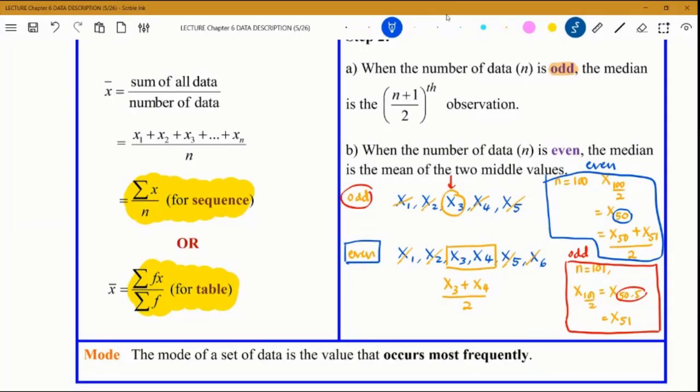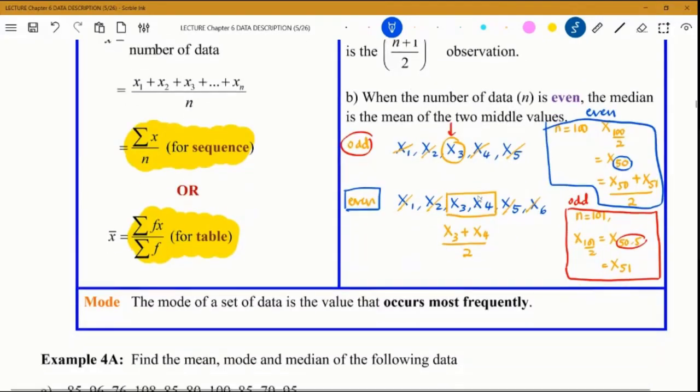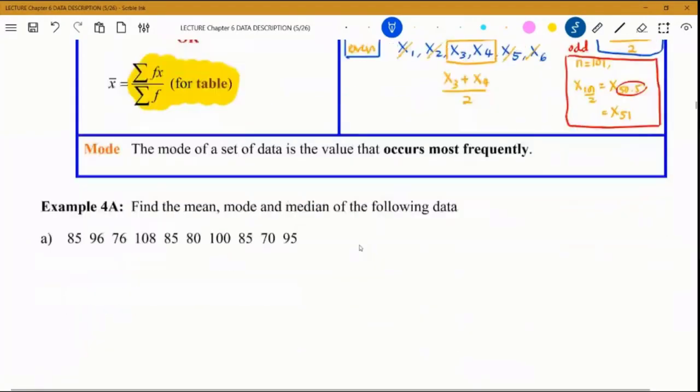Okay, so that's how we find the median. And then for the mode, which is the data that occurs most frequently. If you see a lot of repeated data, we take it as the mode. Okay, so let's go through example 4A. We have to find the mean, mode and median for the following data. Okay, starting with part A.